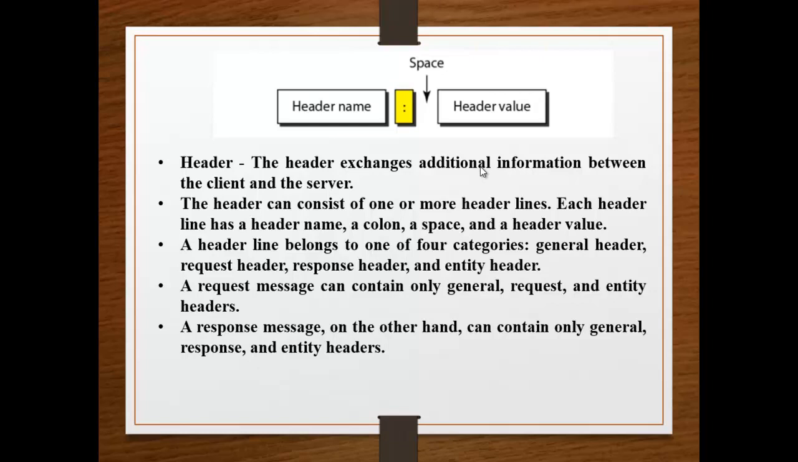Additional information about the communication is given by the header. There are four different types of header: general header, request header, response header, and entity header. A request message can have a general header, a request header, or an entity header, whereas a response message can have a general header, response header, and entity header. That means a response header cannot be part of a request message. Similarly, a request header cannot be part of a response message.